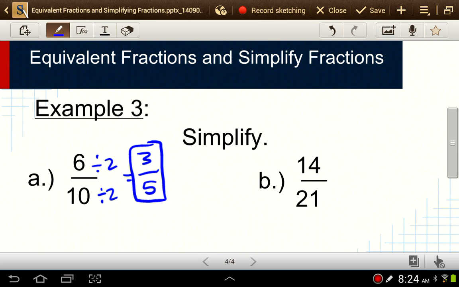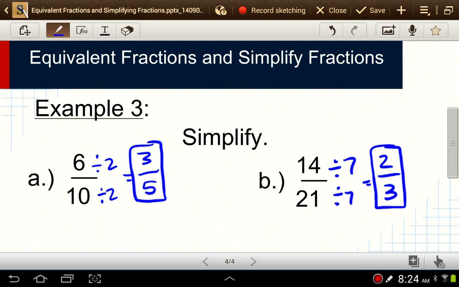For B, I have to figure out what number goes into 14 and 21. 2 goes into 14, but 2 does not go into 21. 3 goes into 21, but does not go into 14. 4 does not go into them. 5 does not go into them. 6 does not. 7. 7 goes into both of them. Divide them both by 7. 14 divided by 7 is 2. 21 divided by 7 is 3. And you get 2/3 as your final answer. And that is how you simplify fractions.